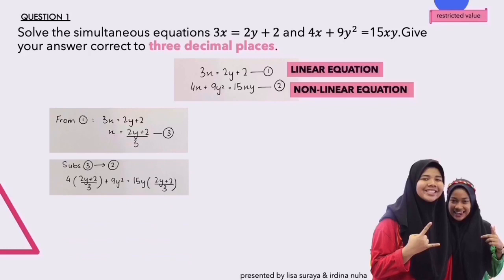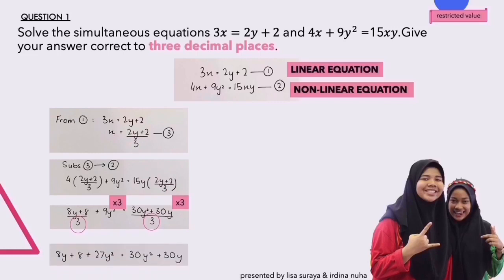Next, we have to substitute equation 3 into the nonlinear equation, which is equation 2. After we expand, we'll get 8y plus 8 over 3 plus 9y squared equals 30y squared plus 30y over 3. Now we have to eliminate the denominator. How? Simply by multiplying both sides of the equation by 3. And now you are left with 8y plus 8 plus 27y squared equals 30y squared plus 30y.